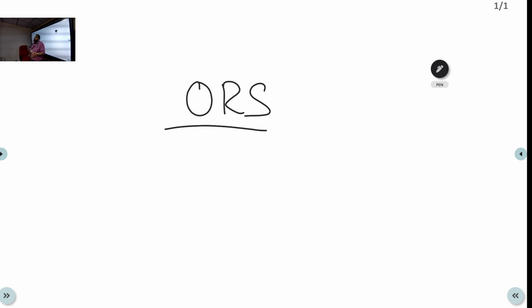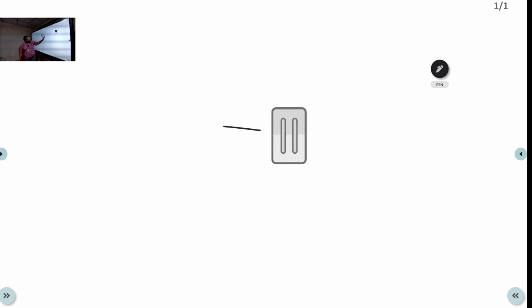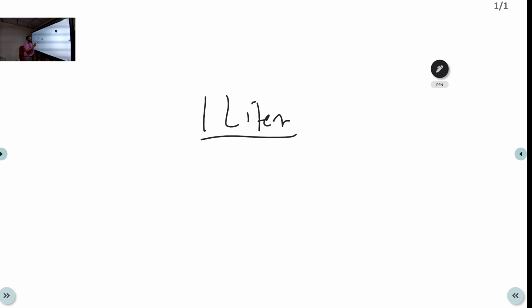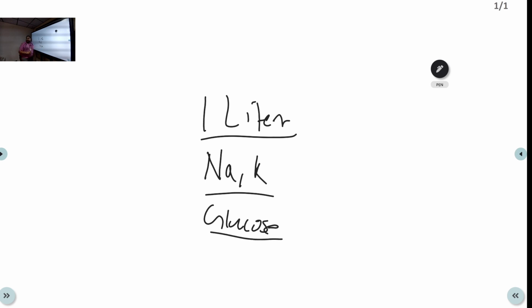Suppose you are in a remote setting where a commercially available preparation is not available, you can make a simple homemade ORS. We can all make these things. What does ORS basically contain? It has 1 liter of water, so there is a lot of fluid, and it contains major electrolytes, sodium and potassium, and minor electrolytes, and also some amount of glucose. So that energy part will also be taken care of.